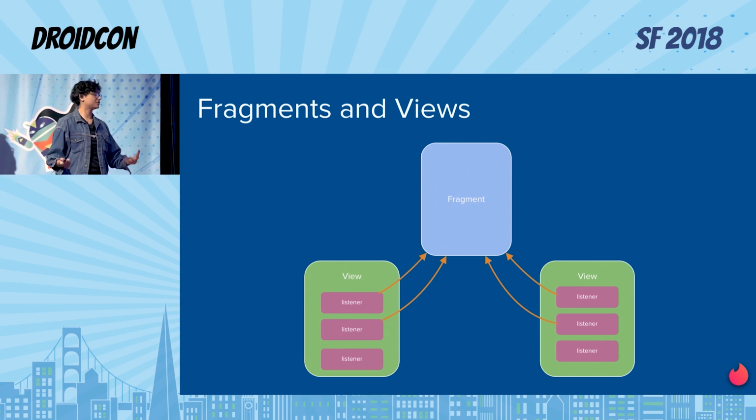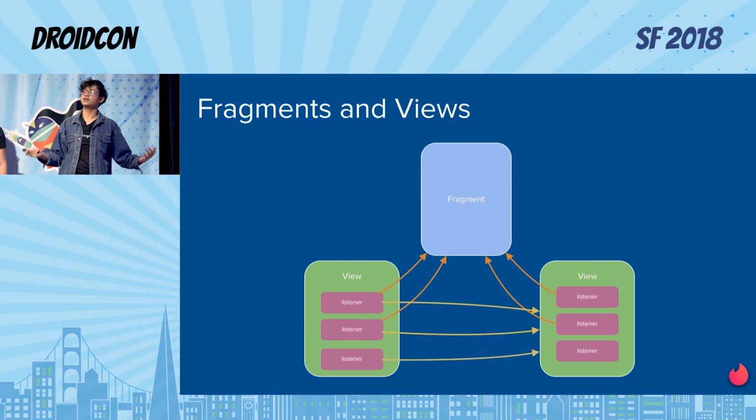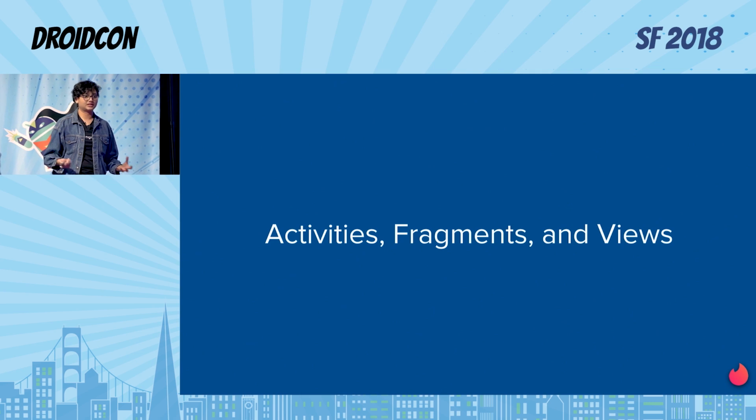So we use listeners to communicate up from the child views to the parent, and we might also use them to communicate between the child views. Now let's take a look at what happens if you start adding activities to the mix and if you start adding more and more fragments.